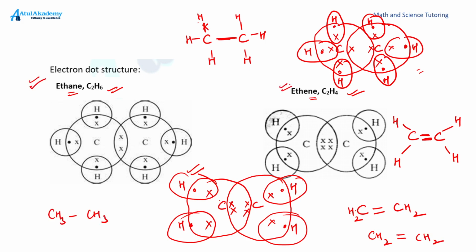You can draw as many electron dot structures for propane, propene, propyne, ethyne also. So that we will do later on, and you can practice it on your own also. So I hope the electron dot structure is clear to you all.